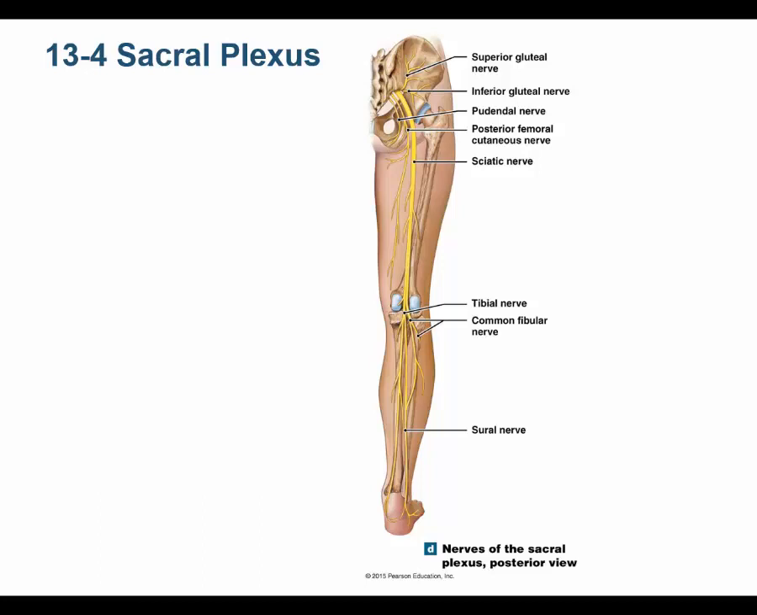The sciatic nerve is, you probably heard of sciatica before. This nerve travels right over your ischial tuberosity, and there's some muscles superficial to it that you've learned. The piriformis, the superior gemellus, the inferior gemellus. You learn these.